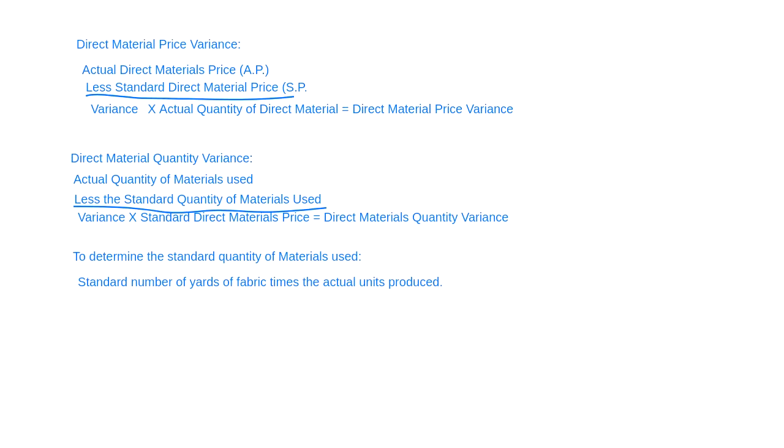So sometimes this part right here is not given to you. You're going to have to find it. So to determine the standard quantity of materials used, you take your standard number of yards, in this case of fabric, you multiply that by the actual units produced, and that will give you the standard quantity of materials used.